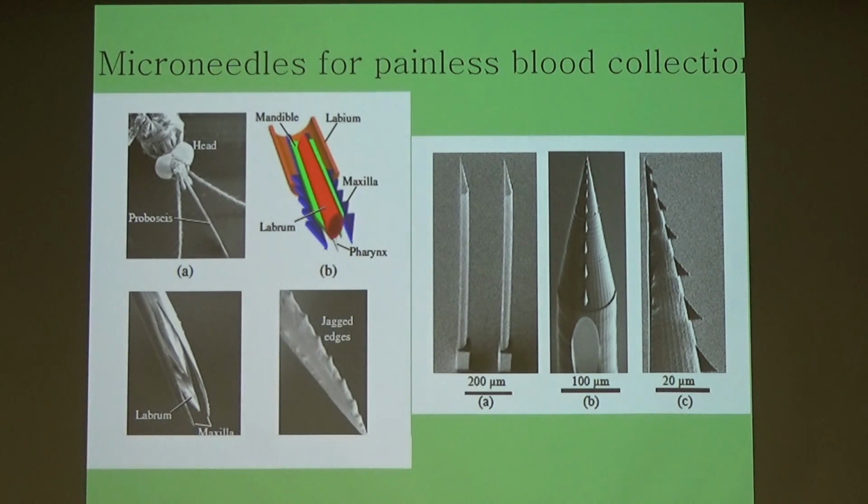So they wanted to look at the functional design of this and try and replicate it, and this is what they came up with, some metals. This is a design based on that proboscis, and they're using it as a way of painless collection of blood from patients.